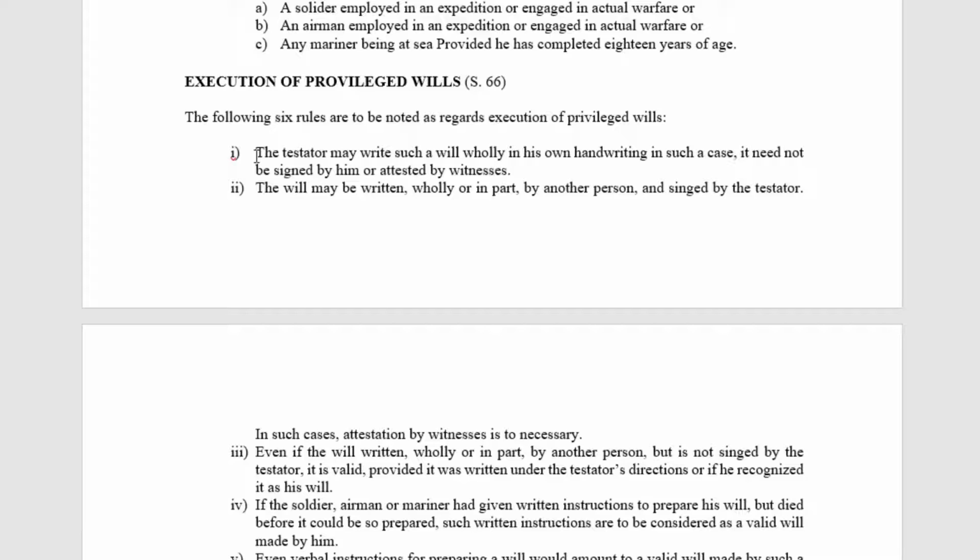So if a person of the special criteria, a soldier, airman or mariner, engaged in actual warfare or an expedition, writes in their own handwriting because of their special conditions, then there is no necessity of attesting witnesses.